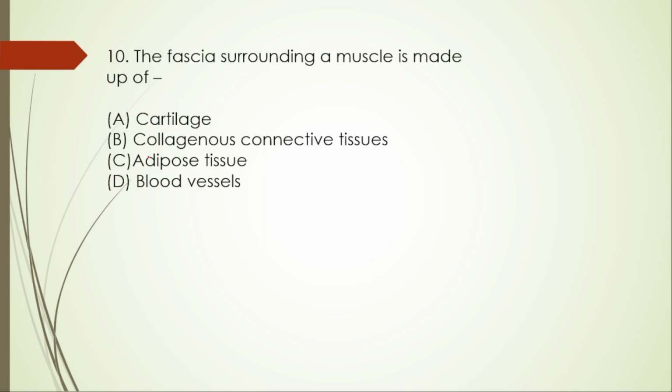Next one, question number 10. The fascia surrounding a muscle is made up of A. Cartilage, B. Collagenous connective tissue, C. Adipose tissue, D. Blood vessels. So here the right option is collagenous connective tissue.